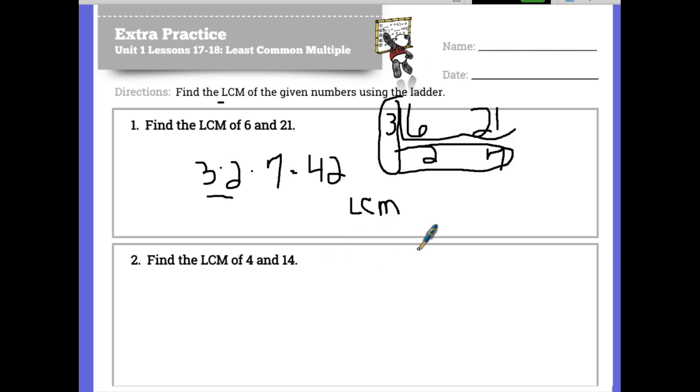Now we're finding the least common multiple of 4 and 14. Again, I set up my structure. Remember we said finding the greatest common factor using the ladder method and the least common multiple are very similar. The only difference is the numbers that you multiply after you pull out all of the prime factors. So I have 4 and 14. 2 is my smallest prime number. 2 times 2 is 4. 2 times 7 is 14. And I don't have any other numbers that I can pull out.